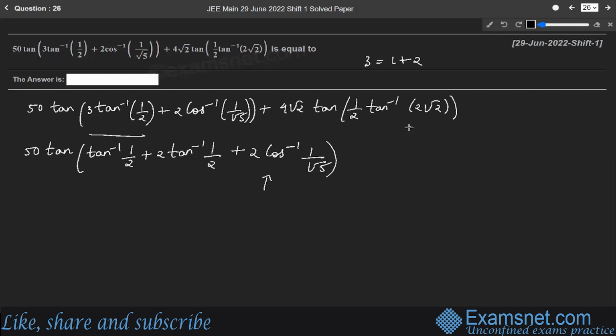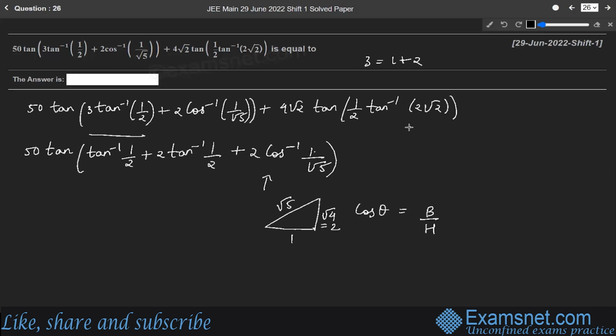Now how will we convert it? Consider a right angle triangle here. Let this be a right angled triangle. It is given that cos inverse 1/√5. We know that cos theta is equal to base upon hypotenuse. So this will be 1 and this will be √5. 1 is the base and √5 is the hypotenuse. So by Pythagoras theorem, the perpendicular will be √4, and we know that √4 is equal to 2.